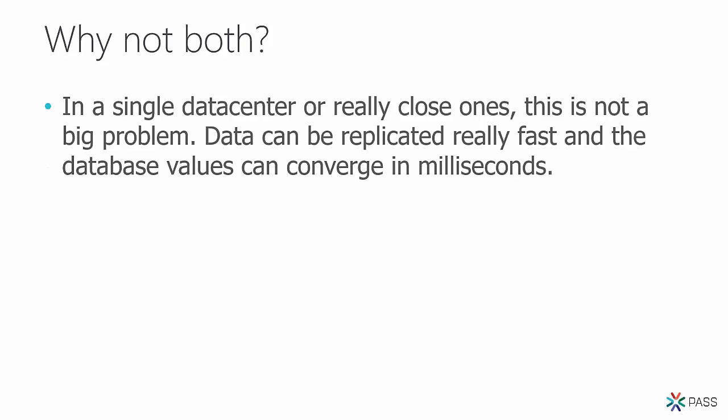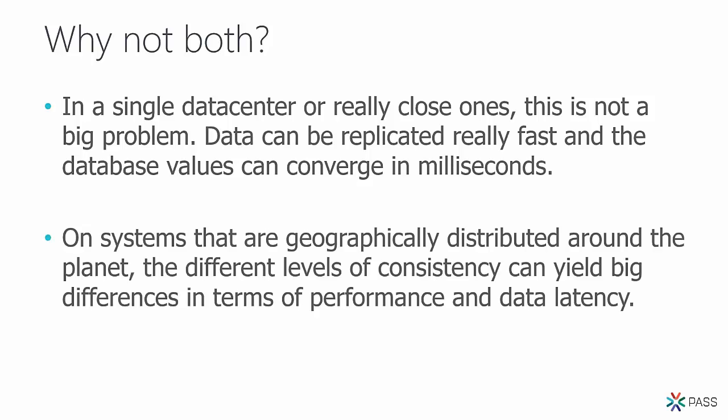Usually, if you're working in a single data center or they're really close, this is not really a problem because data replicates really fast over small distances. And a database like Cosmos DB can converge in values within milliseconds on a very small distance. The problem is when we start to build systems that are geographically distributed around the planet over long distances. And that's also why I wanted to showcase in the beginning all those solutions, because they are global brands that are trying to reach a global audience.